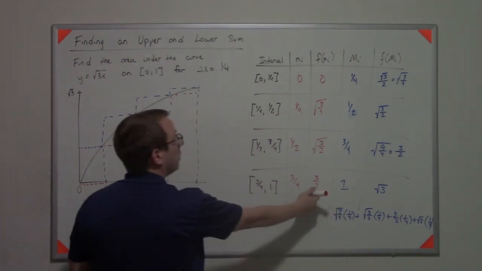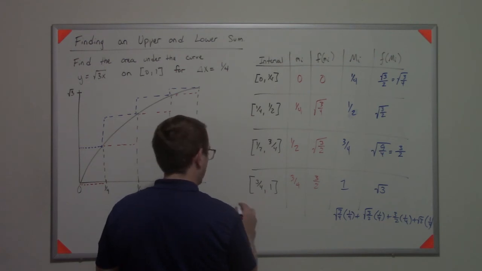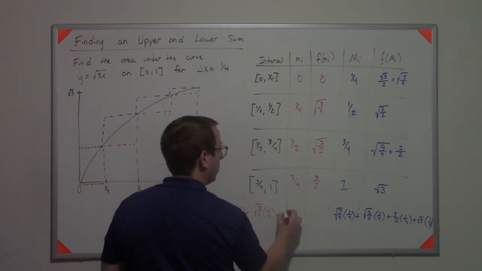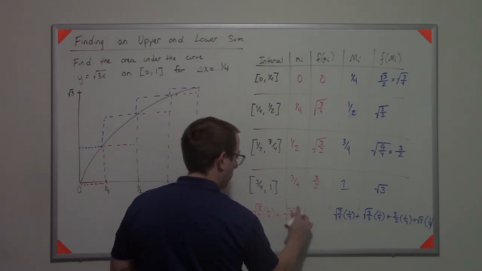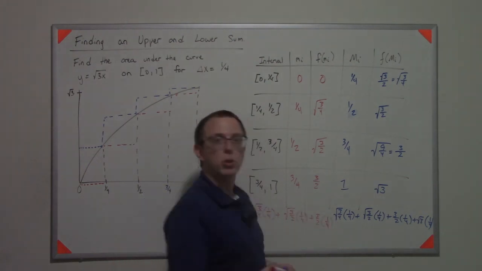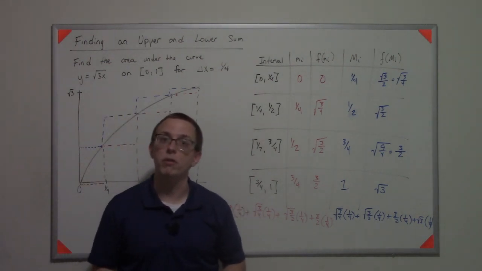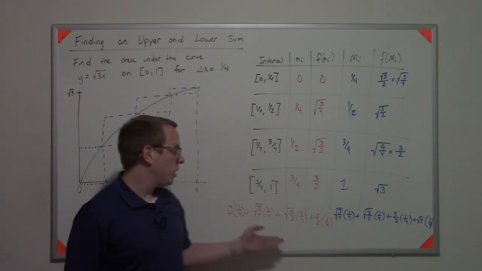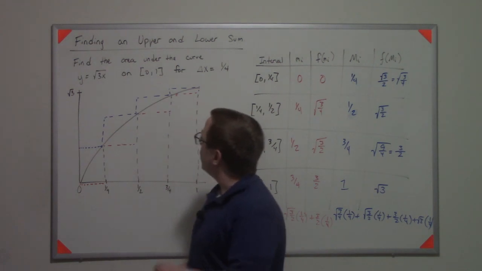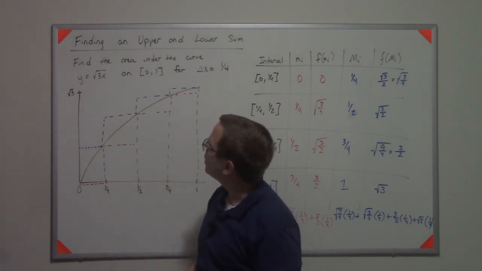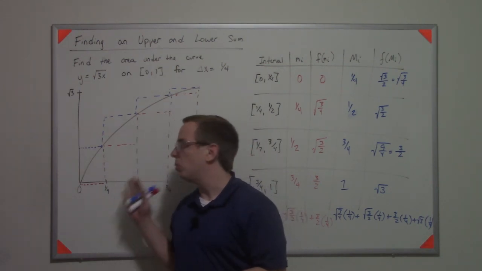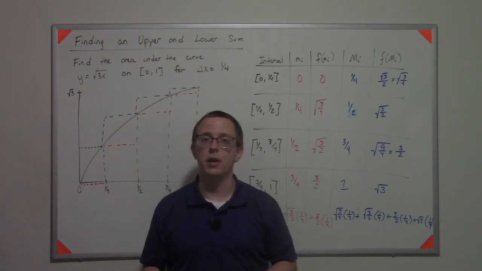So the lower sum is 0 times 1/4 plus square root of 3 over 4 times 1/4 plus square root of 3 over 2 times 1/4 plus 3/2 times 1/4. Again, you could plug that into a calculator, get your answer to whatever decimal is appropriate, and you'll see that this is the lower sum and this is the upper sum. For reference, that's probably a little too hard for me to do in my head right now, but there are plenty of calculators that will tell you the exact area under the curve there.